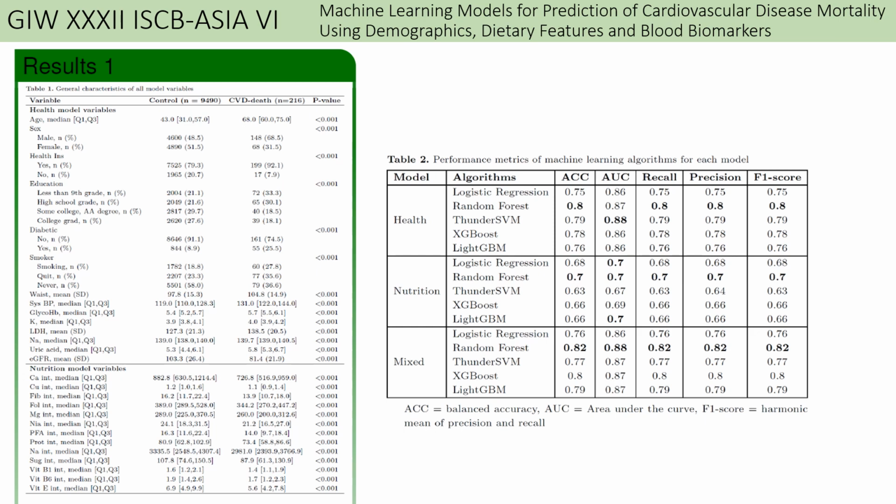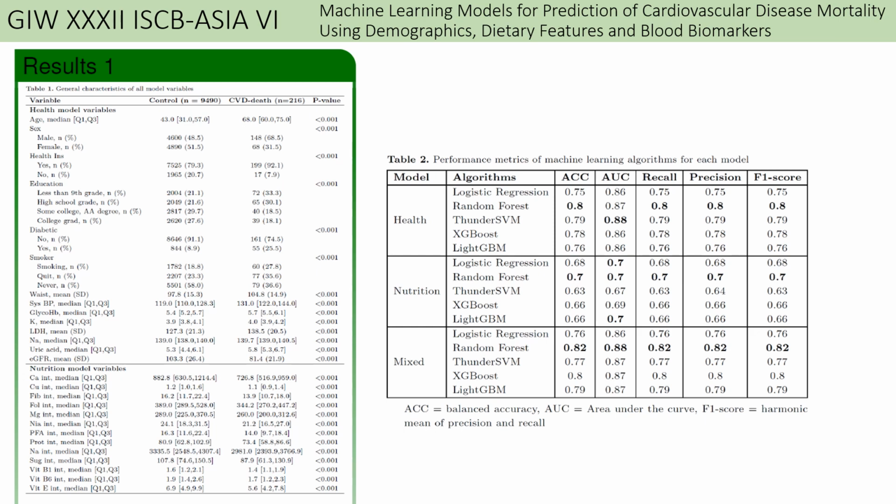Here we have the first section of the results. Table 1 outlines variables that were found significant when comparing cardiovascular disease death with the control group, using traditional methods. As expected, those who died from cardiovascular disease were typically older, more often male, had higher BMI, and altered blood biomarkers such as glycohemoglobin.